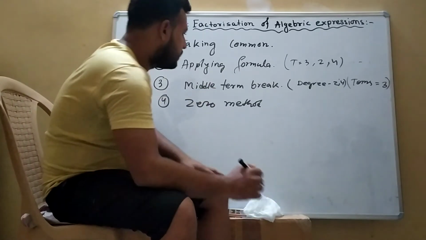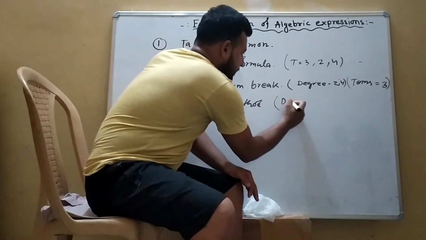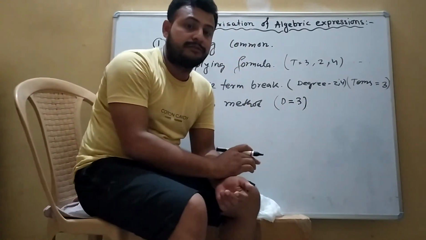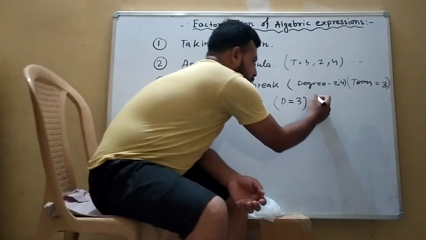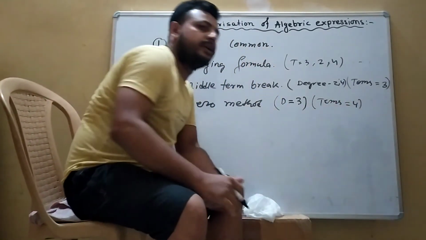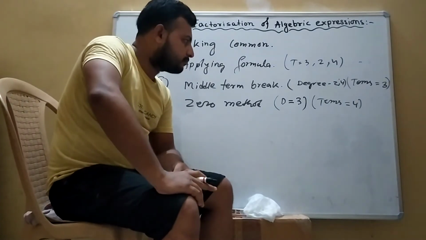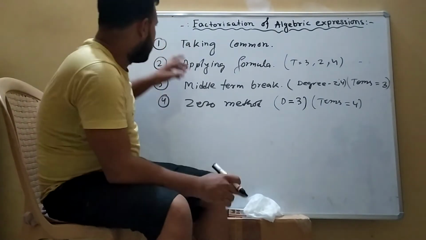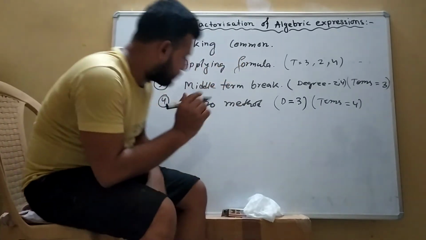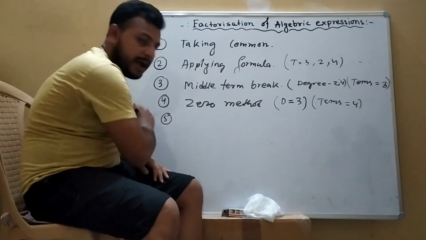That is the zero method. Zero method is only for degree 3. Degree should be 3, which means the power of the variable should be 3, and the total terms should be 4. Then we can apply the zero method here. Zero method done. Now: taking common, apply formula, middle term break, zero method, and the last process is number 5.